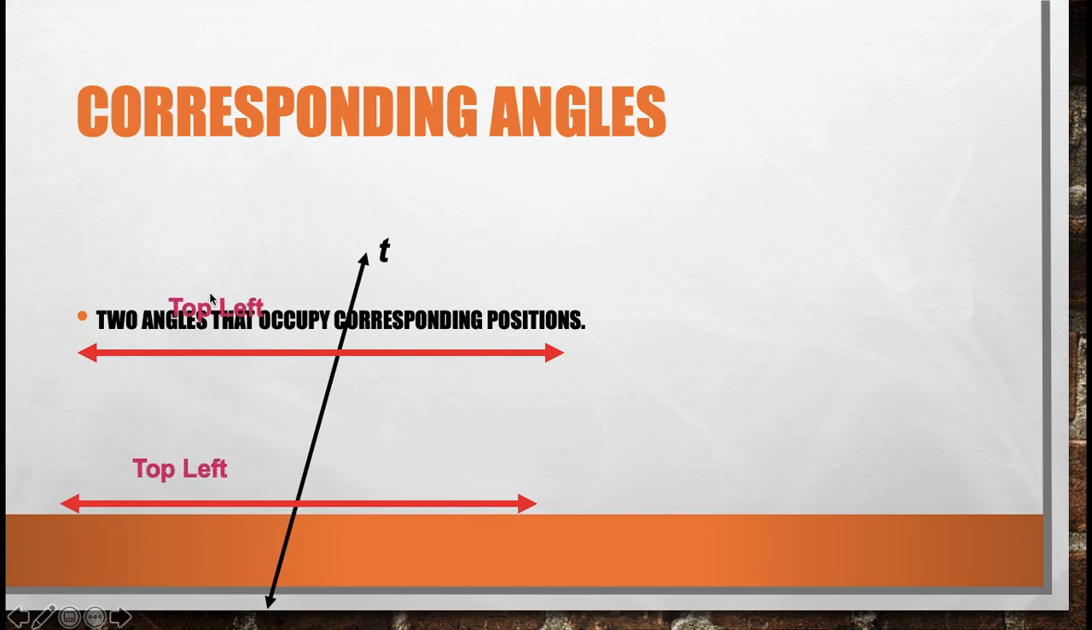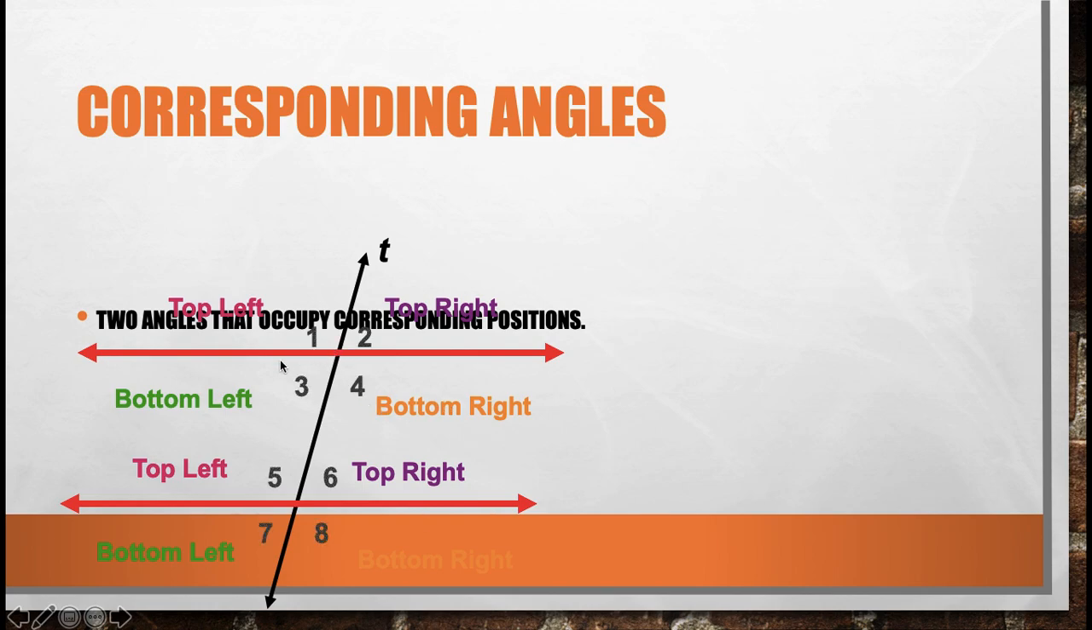So these two angles are corresponding angles, two angles that occupy corresponding positions. Likewise, these two angles are corresponding. This angle and this angle are corresponding. You should learn and keep all these, students. So these are the different types of corresponding angles when a transversal cuts two parallel lines. This is also a pair of corresponding angles.